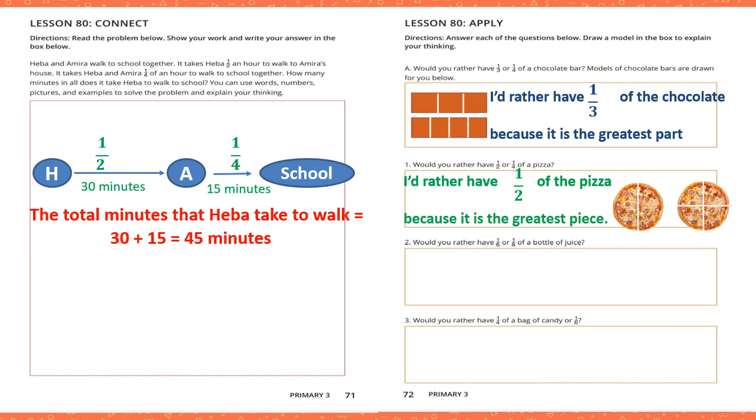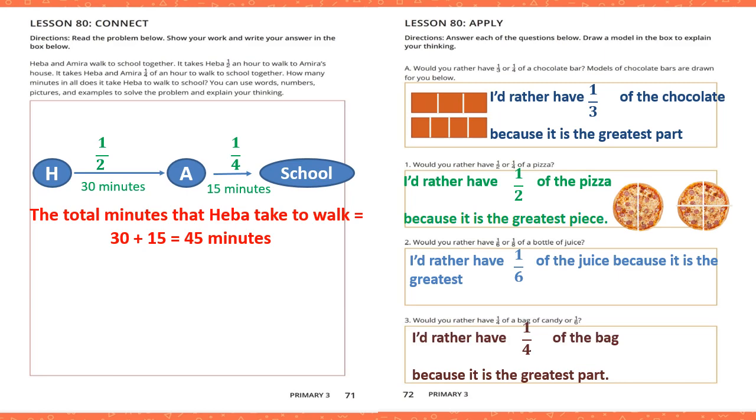Number 2: would you rather have 1 over 6 or 1 over 8 of a bottle of juice? They are also crazy fractions. So 1 over 6 or 1 over 8? Which is the bigger denominator? The bigger denominator will be the smaller fraction. So 1 over 6 is the greatest. Number 3: 1 over 4 or 1 over 6 of a bag of candy. Which is bigger? 1 over 4 or 1 over 6? 1 over 4.